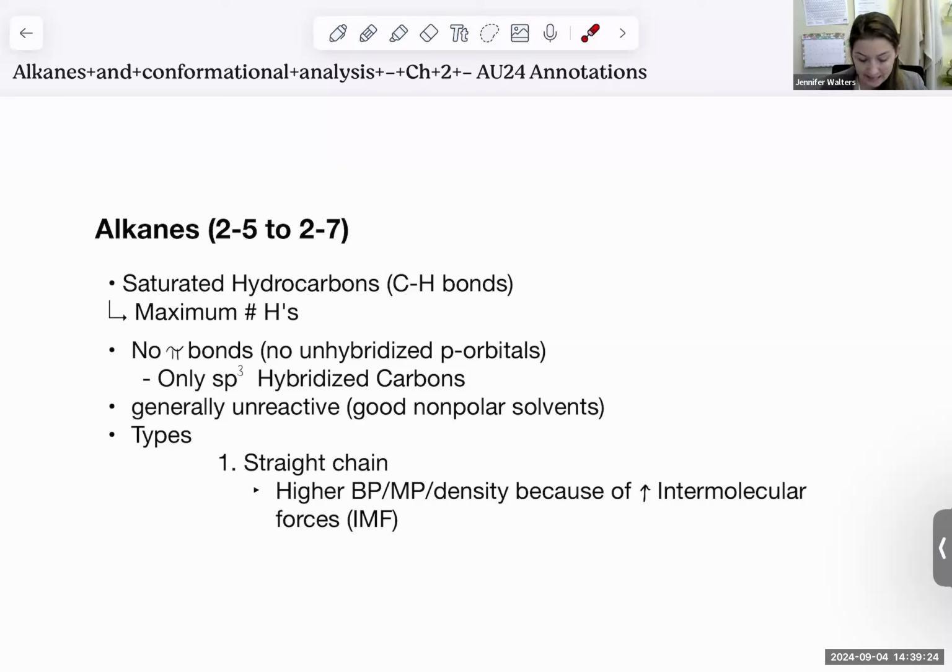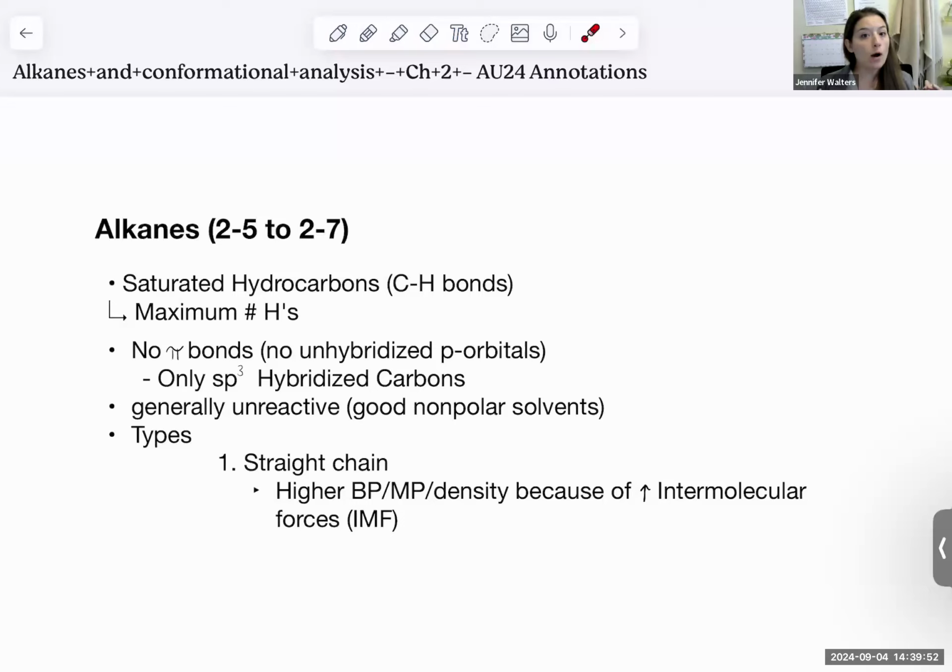So our alkanes are going to be saturated hydrocarbons. Hydrocarbons only contain hydrogen and carbon. So that's why it's a hydrocarbon. Saturated meaning it has the maximum number of hydrogens possible. If you think about a saturated sponge, that sponge is dripping wet. It cannot take another drop of water. It has all the water it can hold. Our saturated hydrocarbons have all the hydrogens they can hold.